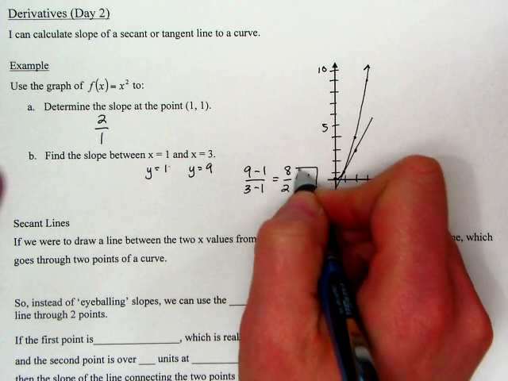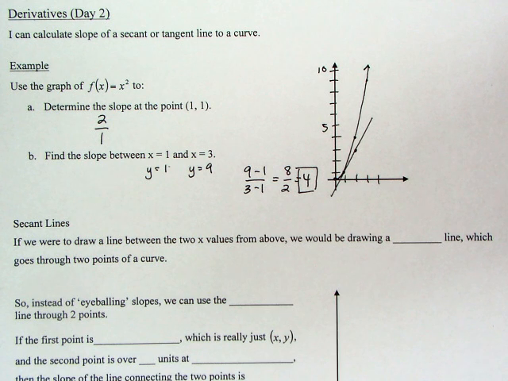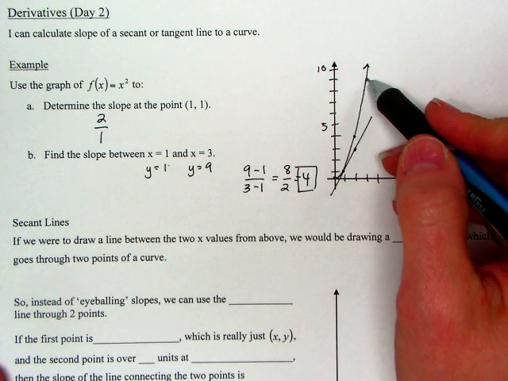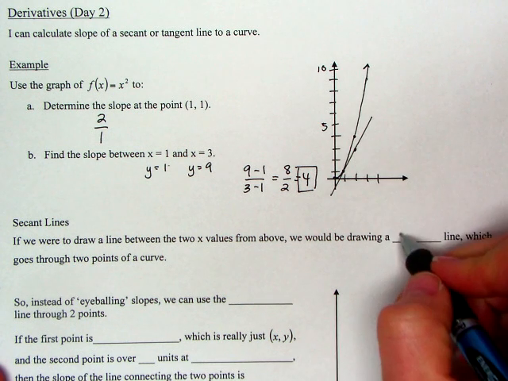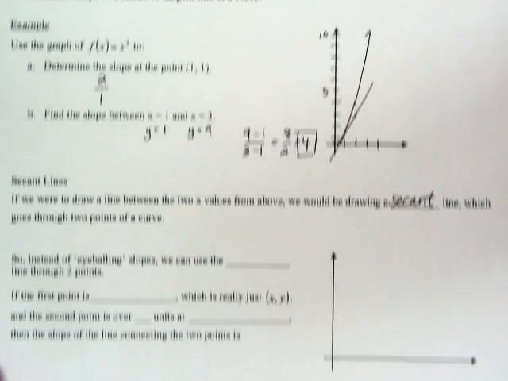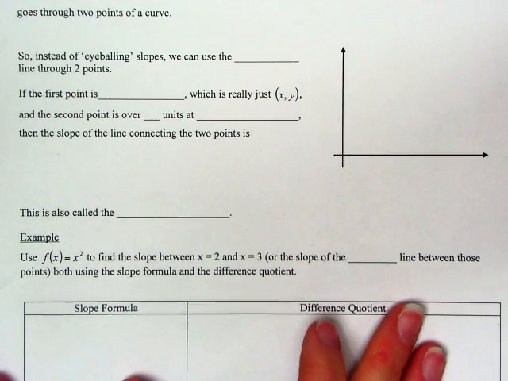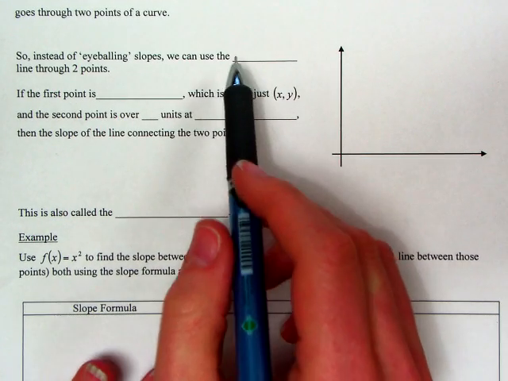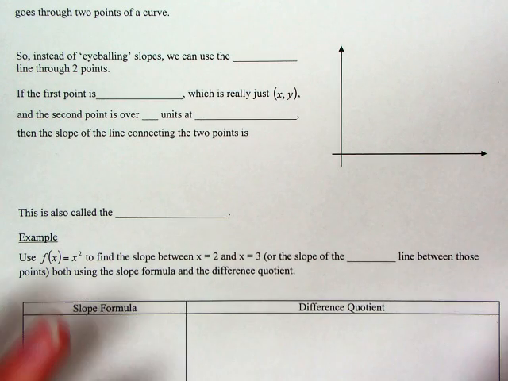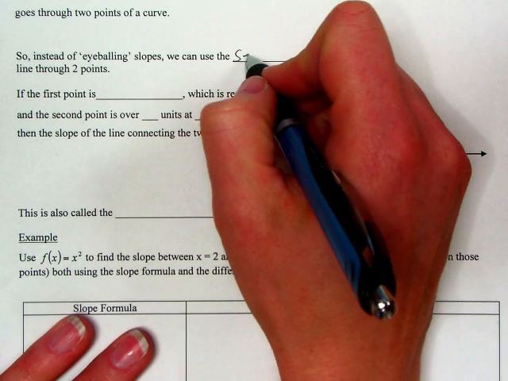So it's a lot simpler when I have 2 points to go with, which is what we're going to talk about in a second. If I were to draw a line between those 2 points from 1 to 3, that would be called a secant line because it is connecting 2 different points on the curve. So instead of eyeballing slopes, which is what we're usually doing with a tangent line, teeter-tottering our straight edge to find the slope, we could use the secant line through 2 points.